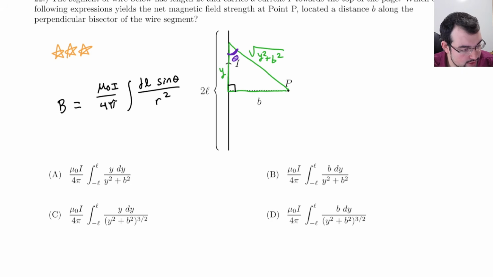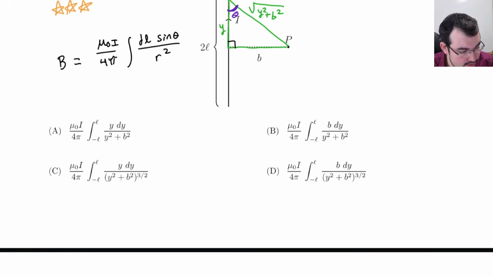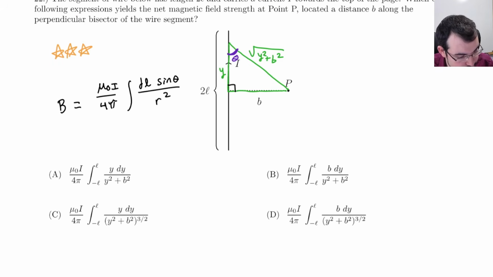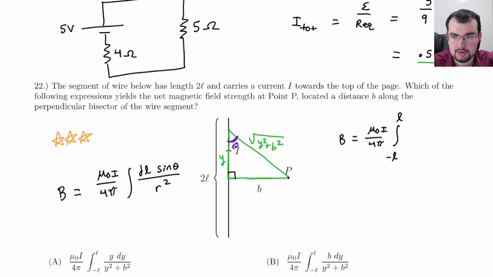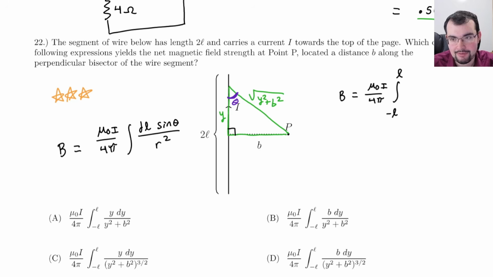So we can actually just fill into our Biot-Savart law. I think I got to go over here. We get B is equal to mu naught I over 4 pi times the integral. We know we're going from negative L to L because our y can only range L above the midpoint. Go halfway above, halfway below. And 1 over r squared, that would be our Pythagorean, our hypotenuse squared.